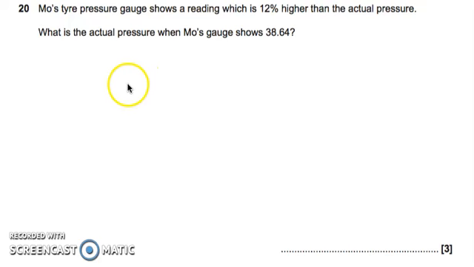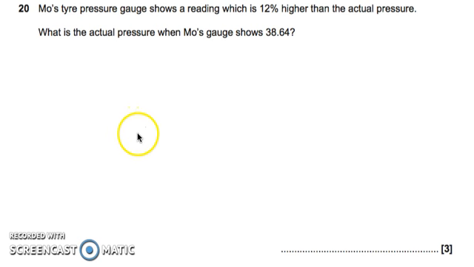Okay, question number 20 is about Mo's tire pressure gauge that shows a reading which is 12% higher than the actual pressure. How he knew that, I'm not sure, but he found that out. And we are asked to find what the actual pressure is when Mo's gauge shows 38.64.